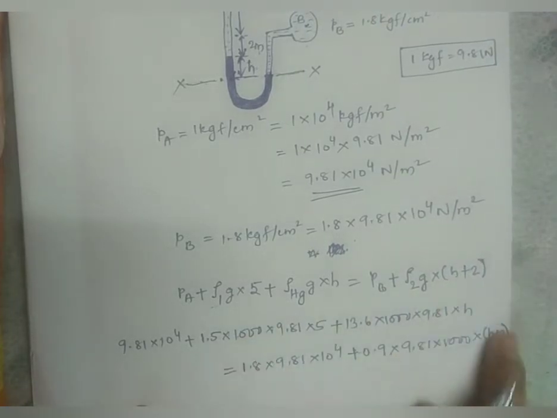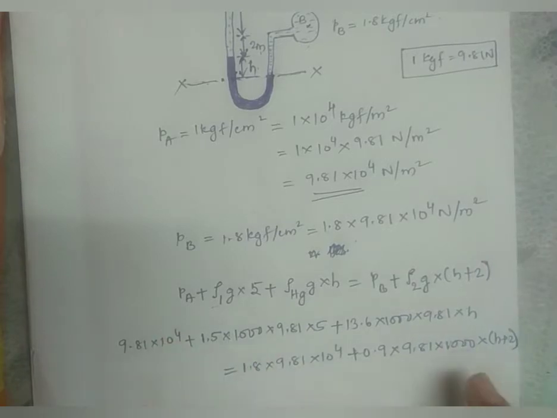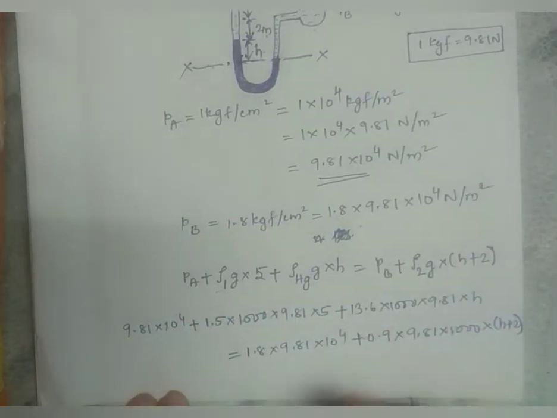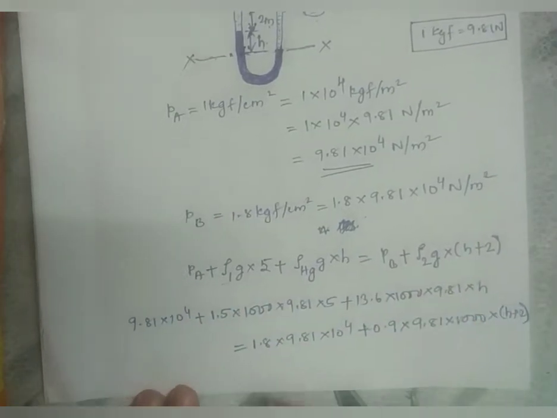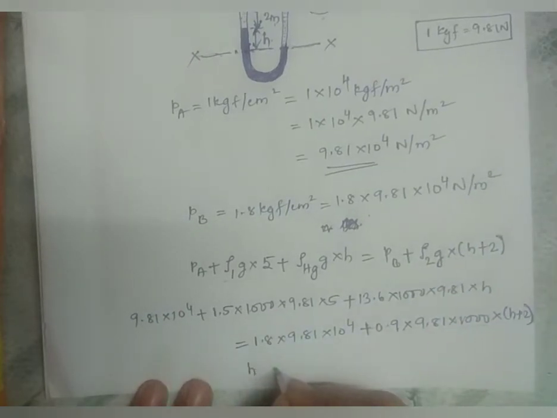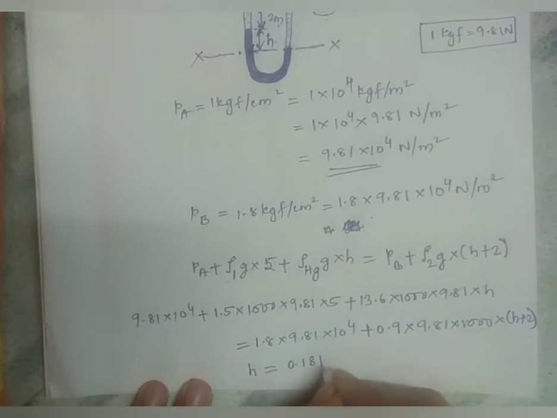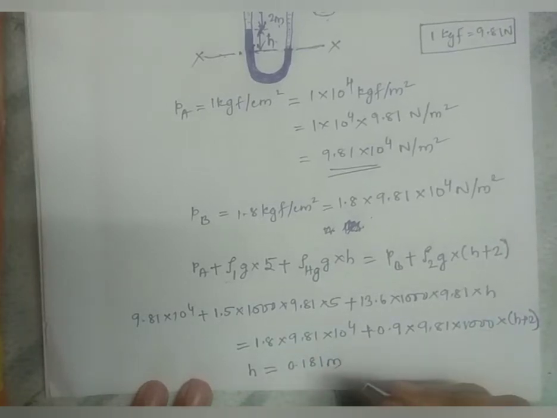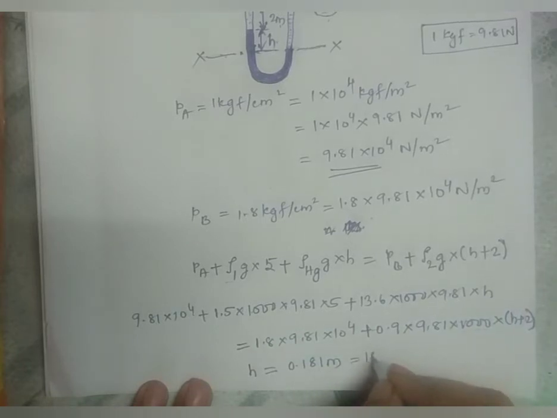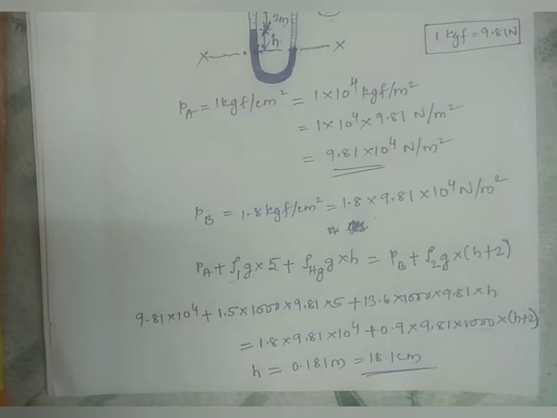So the only unknown over here is H. You solve this equation to find out H. So finally you will arrive at H is equal to 0.181 meter, or 18.1 centimeters. I hope this is clear to you. This one is clear to you all.